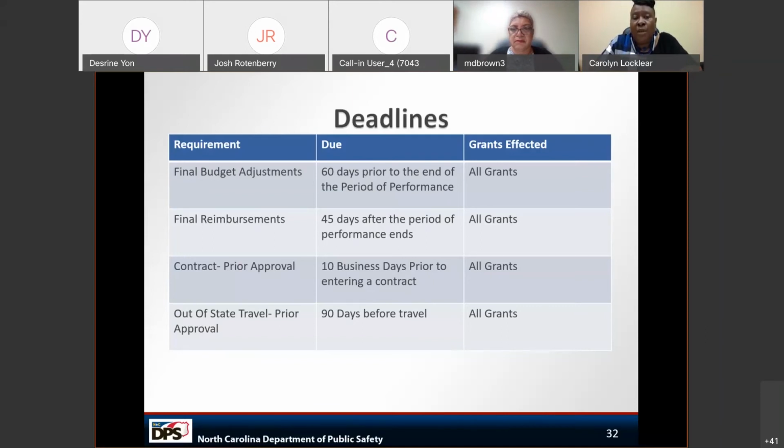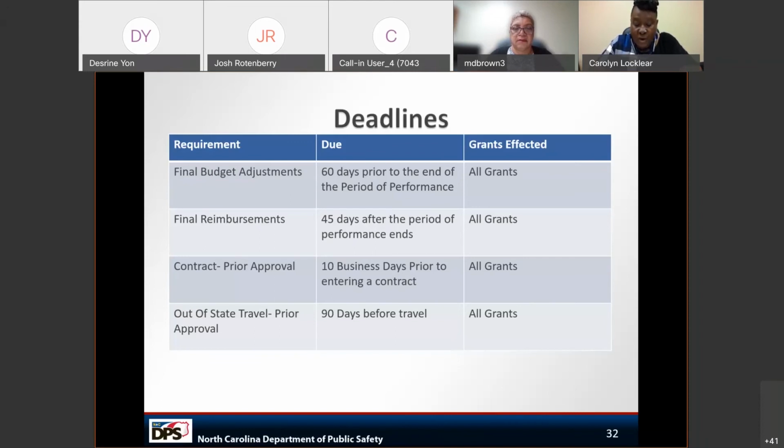We have to make sure that it's applicable and allowable with your budget and your application, what you're trying to do with your contractor. We have to make sure that you have those funds in that budget line item, and we have to review everything that you submit to us. So please give us 10 days turnaround time to approve a contract.